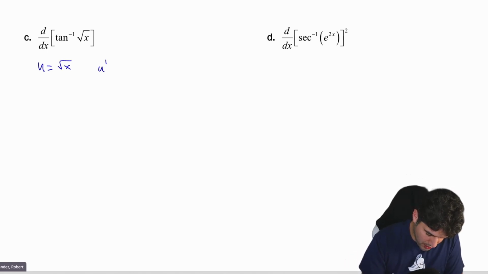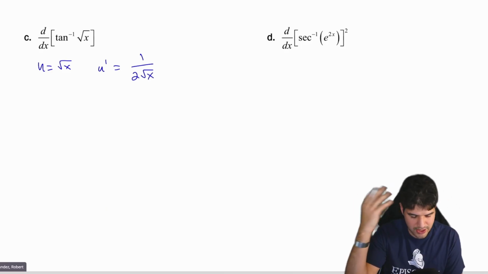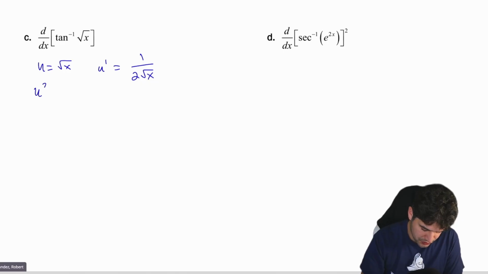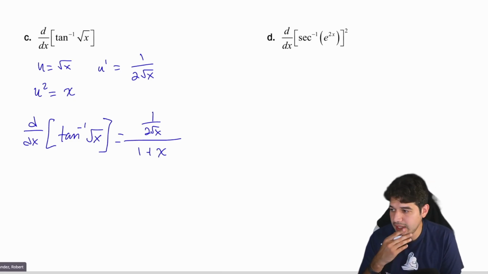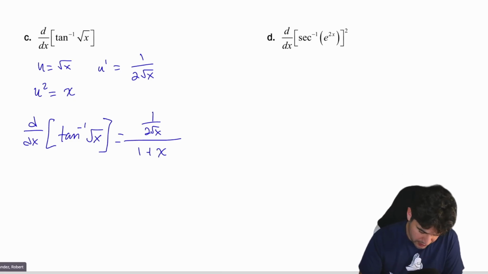That means that u prime is going to be 1 over 2 root x, because it's the negative 1/2 for the exponent now. And we know we need u squared, so that is going to be equal to just x. So the derivative of inverse tangent of the square root of x is going to be u prime, so that's going to be 1 over 2 root x over 1 plus u squared, so 1 plus x. All right, so let's go ahead and work to simplify this just a little bit. This would be equal to 1 over 2 root x times (1 plus x).